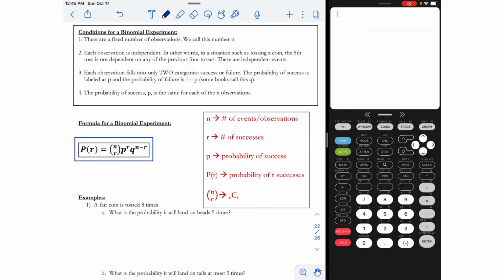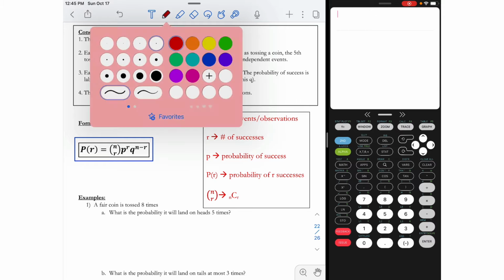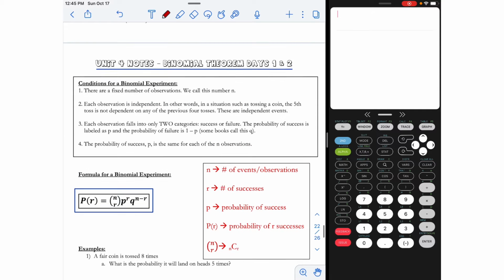So how do I know if I'm able to use a binomial experiment or a binomial theorem? Well, that's going to be one of the challenges for you. When I mix all these problems together, you're going to have to be like, oh, this is that binomial theorem problem. And here are some of the conditions you need in order to use it.